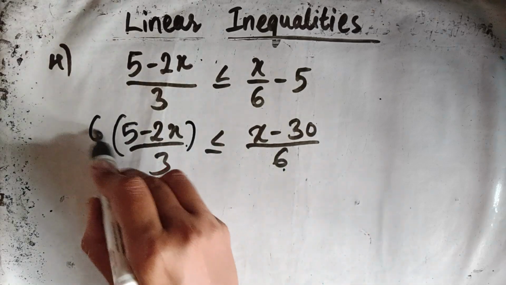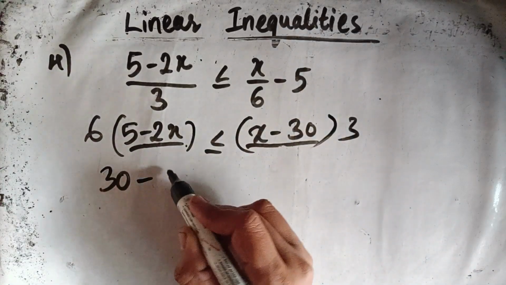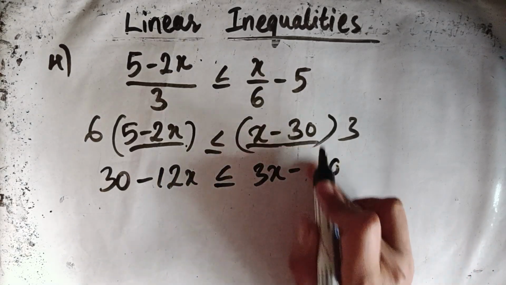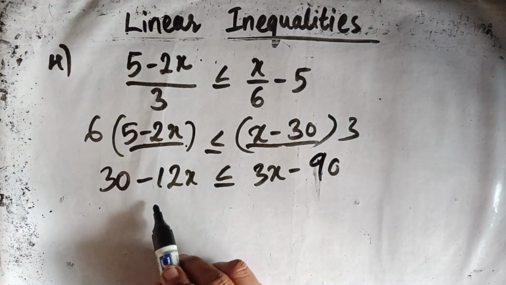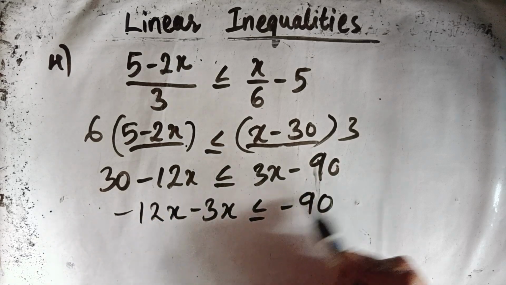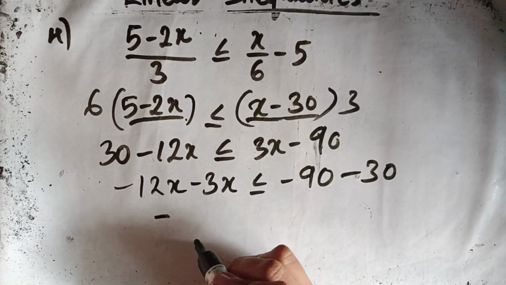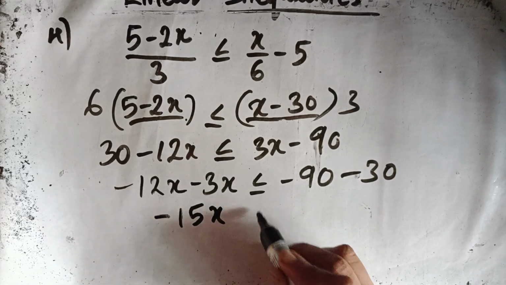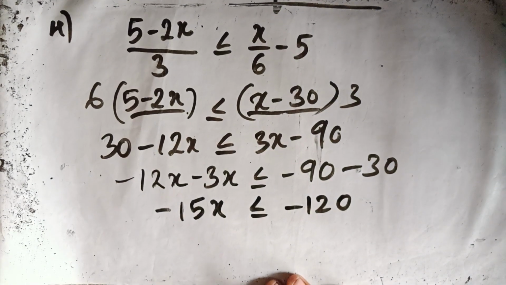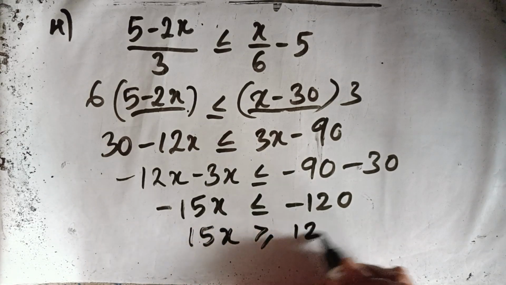This becomes into 6, and this becomes into 3. So this is 30 minus 12x, 90. Sorry. Taking x terms together and these terms, this is minus 15x, this is minus 120. So we are again multiplying by minus 1 on both the sides, so this inequality changes.